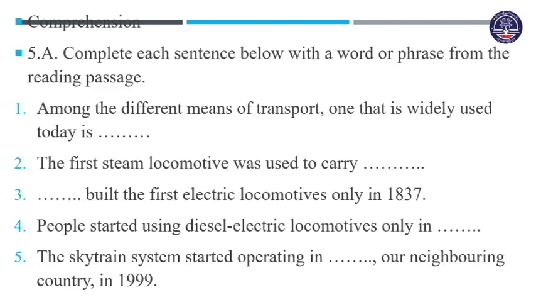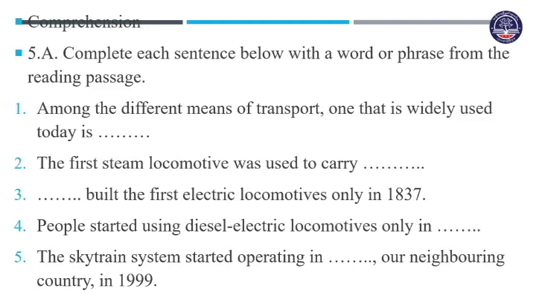You have already learned that in line number 9, you will see that the engine that pulls the train was used to transport coal or minerals. Yeah, the answer must be coal or minerals. Yes. The first steam locomotive was used to carry coal or minerals. Okay, let's go to number 3.